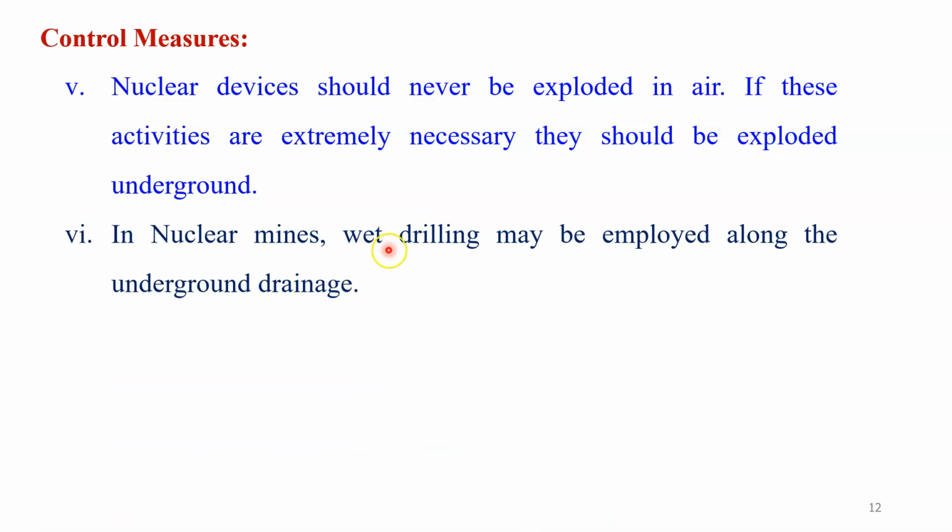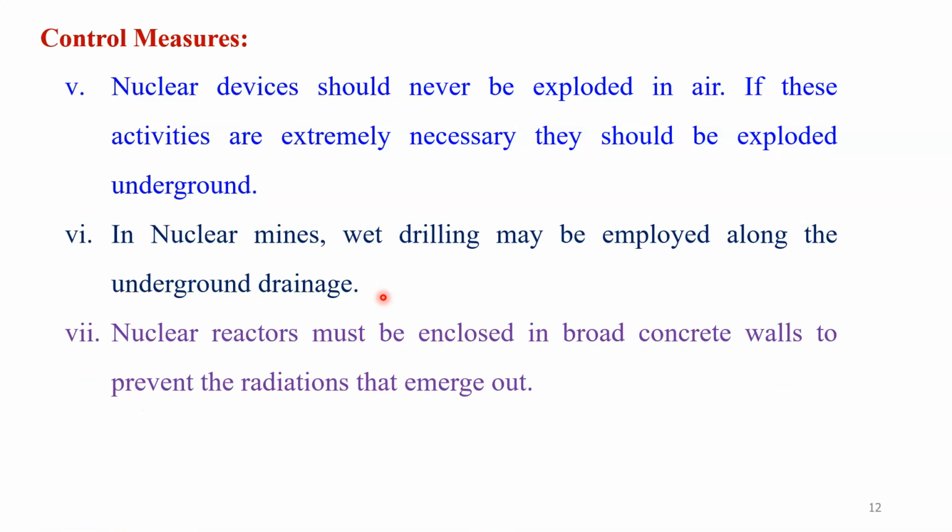In nuclear mines, wet drilling may be employed along with underground drainage. This is a very important measure we have to apply in an area where we have this type of nuclear mine. Next one is also important: a nuclear reactor must be enclosed in a broad concrete wall to prevent the radiation from emerging out. This is a very important measure. We have to apply this measure where we have a nuclear plant structure.